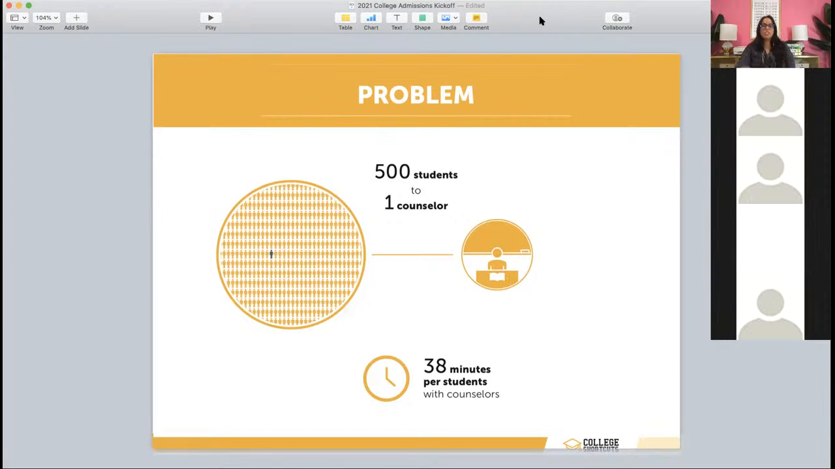No way. So this counselor doesn't have time. 38 minutes per student. And let me tell you something, Duke University tuition is $81,000 a year. Do you want a counselor that's spending 38 minutes on an 81,000 times 4 decision? No, you want someone by your side that is walking you through the steps, giving you the best advantages, making sure you know what you need to get done. And so that's why we created it.